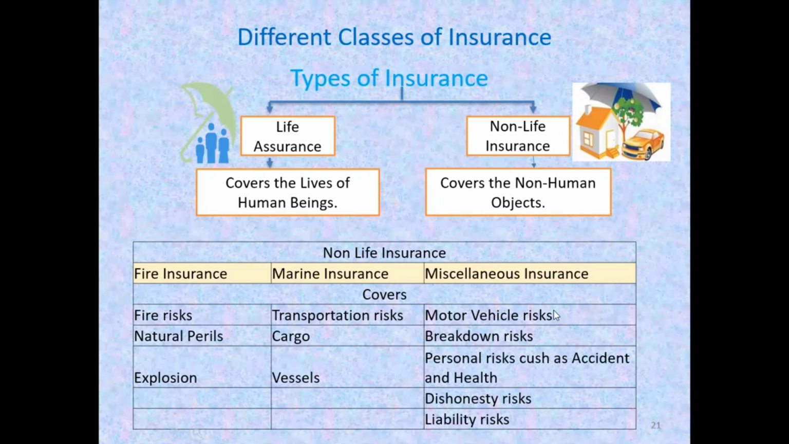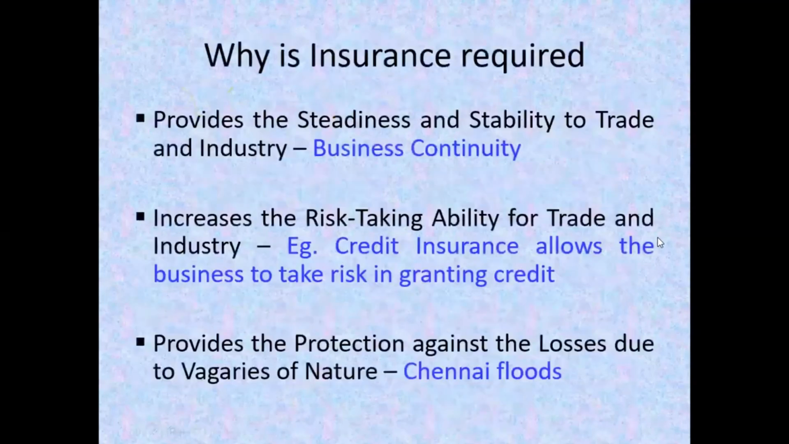Now miscellaneous insurance, like I said, has a whole list of products. The most common ones are motor, breakdown risk for machinery, personal accident, health insurance, then dishonesty of employees, and liability. Like this, there's a whole bundle of policies under miscellaneous insurance.